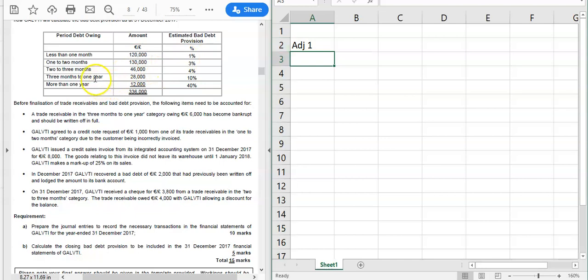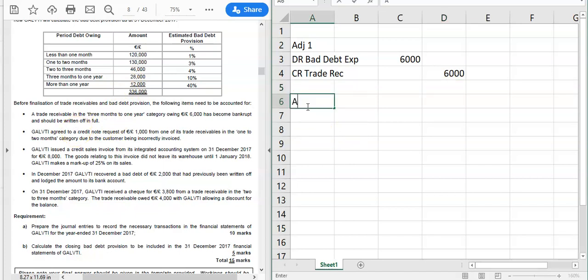In adjustment 1, they're telling us a trade receivable in the 3 months to 1 year category, owing 6,000, has become bankrupt and should be written off. This is what we call a normal bad debt. That would just be debit bad debt expense and credit trade receivables, 6,000 and 6,000. We'll need to take note of that adjustment when calculating the closing provision. This is now going from 28 down to 22,000.